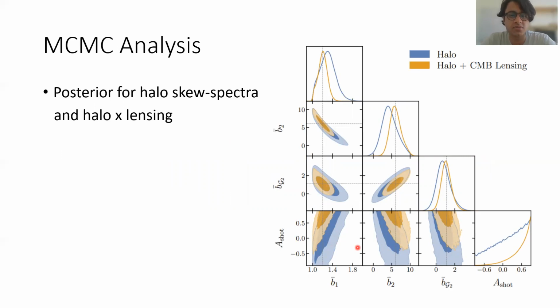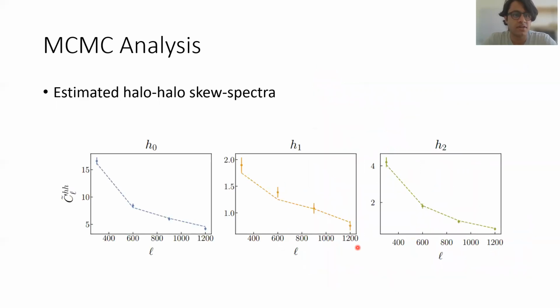So this is our posterior. As before, you can see that the halo maps are enough to constrain each parameter on its own. However, adding CMB lensing tightens the contours on each parameter. And this is the estimated halo skew spectrum. The dashed line is the average of the halo skew spectra estimated from the simulations, and the dots are simply the theoretical halo skew spectra using the best fit bias and A short parameters, and the error bars are reduced using the analytical covariance matrix. As you can see, there's reasonable agreement within error bars.